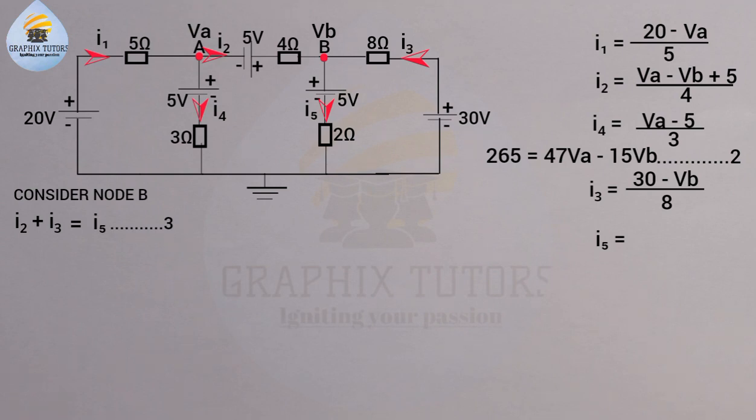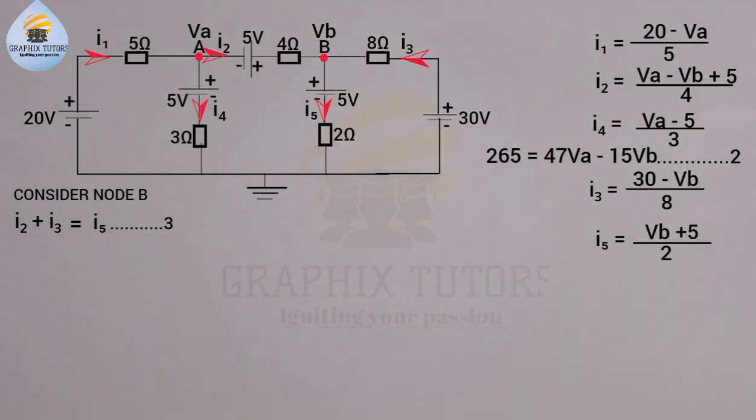We'll go to I5. I5 will be equal to, we have VB. I5 is coming from VB and going to the reference node here. So it will be VB minus 0. Then we have a voltage in between them, moving from lower to higher, so it will be plus. So it will be VB plus 5 minus 0 divided by the resistance between them, which is 2. So we have VB plus 5 all over 2. Is that taken now? We will now substitute these values into equation 3.